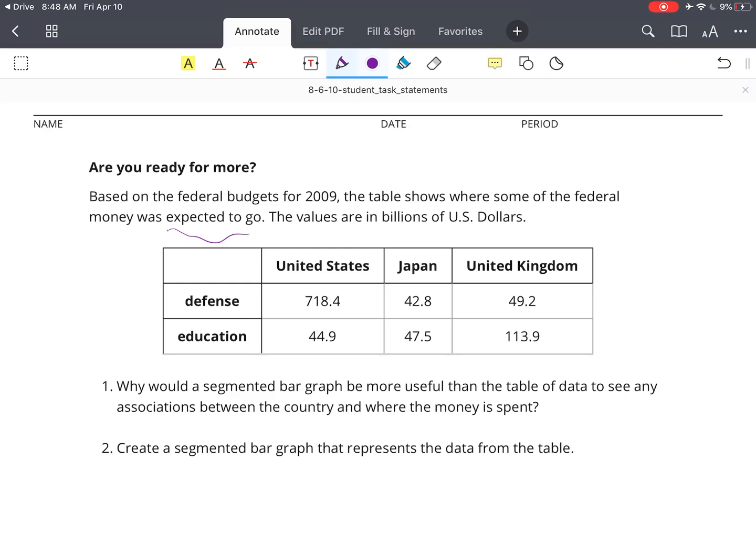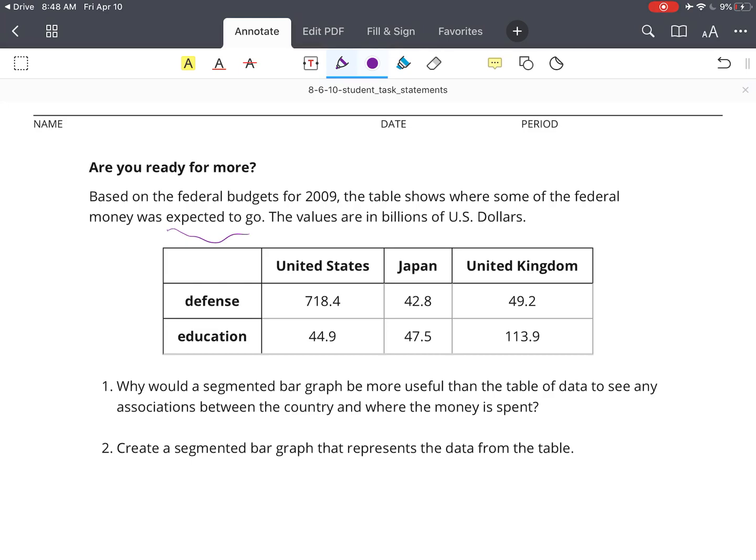And then the United Kingdom, they're spending twice as much on education than they are on the military. If this doesn't trigger you, then I don't know what does.